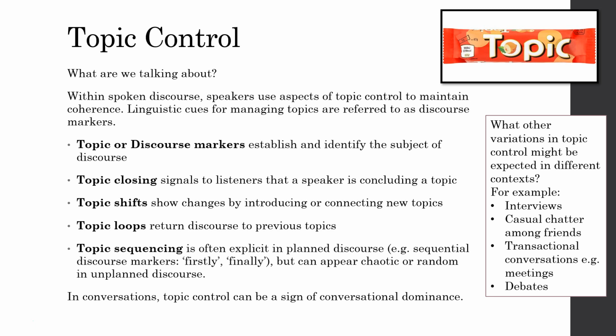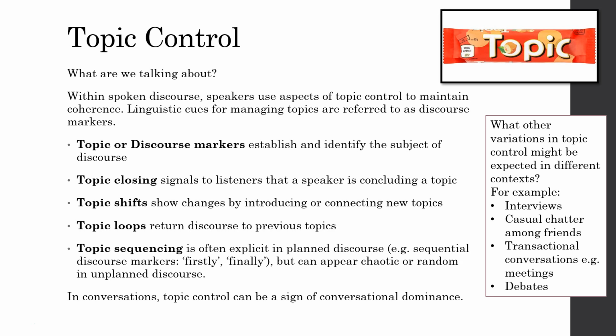There's also the question of topic sequencing and how ideas are put into a given order. And sometimes that can be explicit in planned discourse. So by explicit we mean obvious, clear, apparent. For example, if you plan a speech and you use the discourse markers firstly, secondly, thirdly, finally, then clearly the planned nature of your discourse means that your topic sequencing is very explicit and very direct.